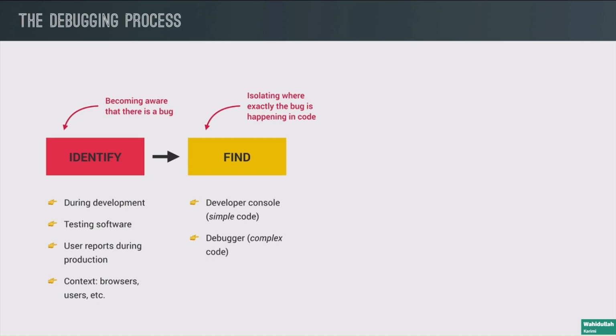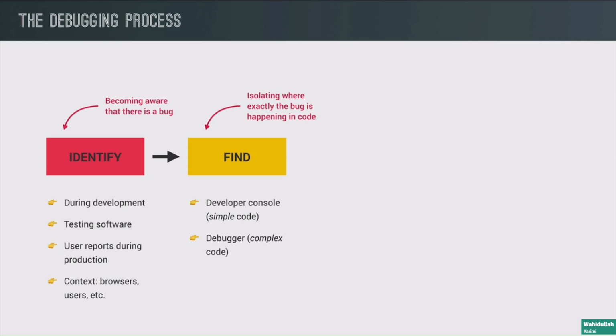However, that only works for small bugs in simple code, where we have a good idea where the bug might be located. But if the code is more complex and we have no idea where the bug might be, then we need to use a debugger software. And I will show you how that works in the next video, because it's really important for the developer to be able to use a debugger.